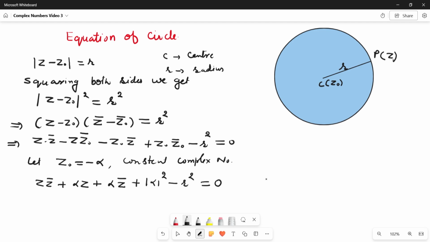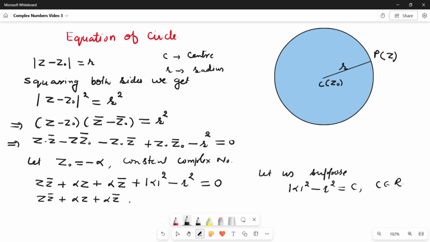Now let us suppose modulus alpha square minus r square is equal to c. C belongs to the set of real numbers. Now this equation becomes z into z bar plus alpha z plus alpha z bar plus c is equal to 0.